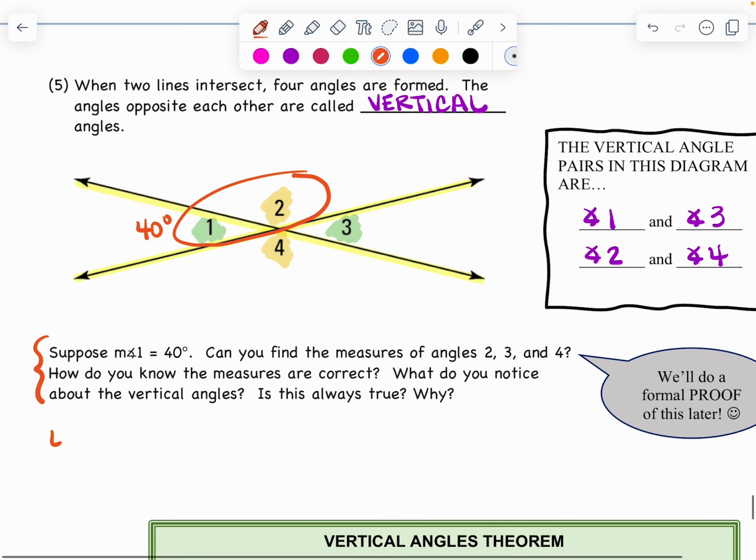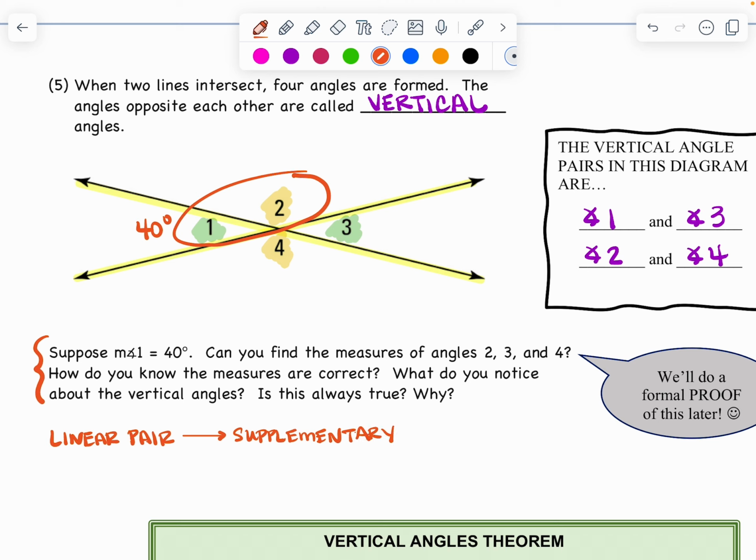Okay, I'm going to write this thought process down. We have a linear pair. Angles 1 and 2 are a linear pair. And of course, if I have a linear pair, that means the angles are supplementary. Sorry, I'm trying to write and talk at the same time. If the angles are supplementary, that means they add to 180 degrees.